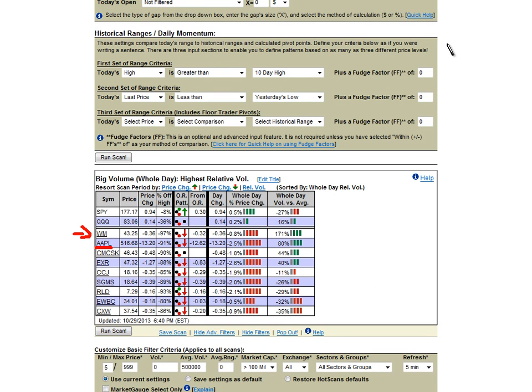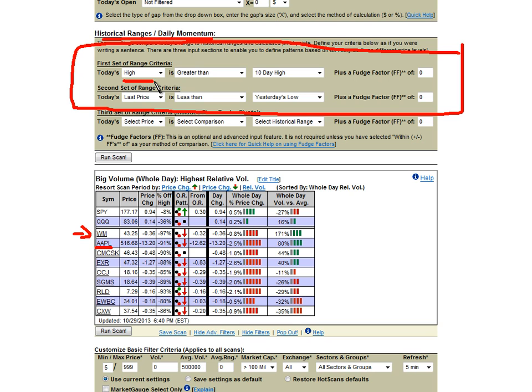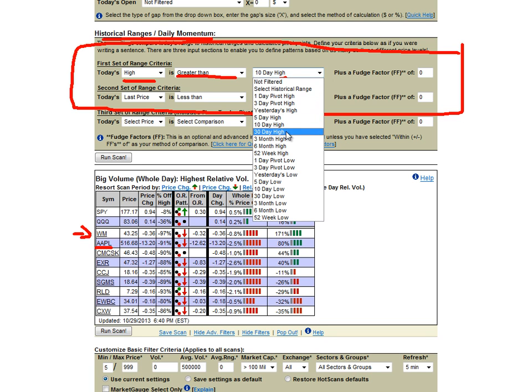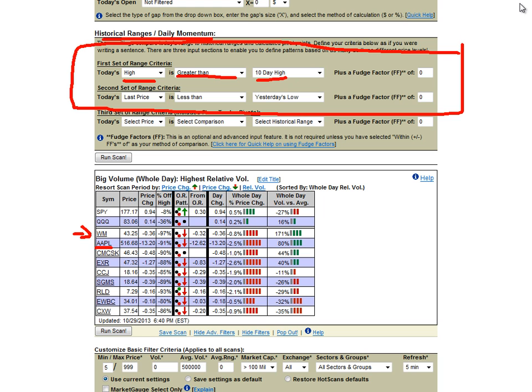And the point of bringing you to hot scans was just to show you that if you want to find a pattern like this, it's really easy. All you have to do is change these settings under historical ranges and daily momentum. So today's high is greater than the 10-day high. I did that to make sure that it was greater than both yesterday as well as a more significant range. I could have made the 10-day high here any number of choices. You can see I could have made it a 30-day, 3-month, 6-month, 52-week high. I chose the 10-day. This way, if it's a net bearish flag, it would show up as well.